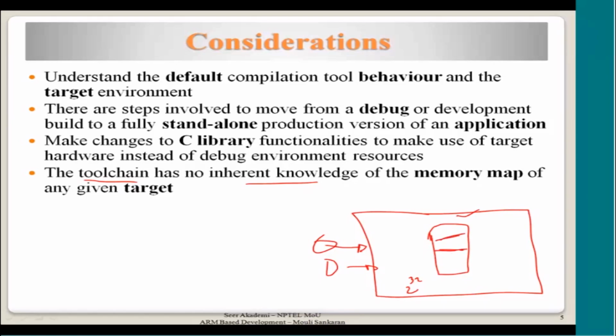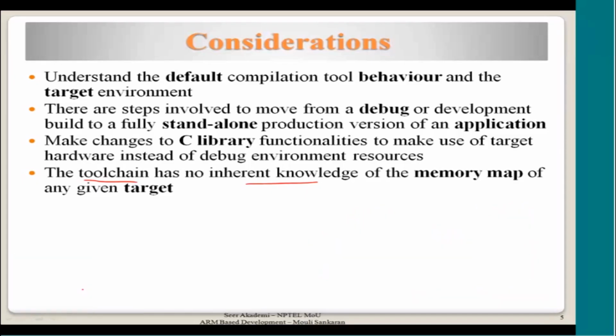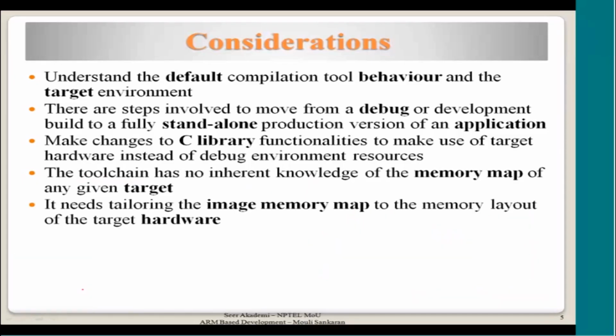So initially the toolchain does not have any inherent knowledge. We have to feed that knowledge with some configuration parameters. It means tailoring the image memory map to the memory layout of the target hardware. So we need to tailor the output coming from the tools to meet the target hardware requirements.